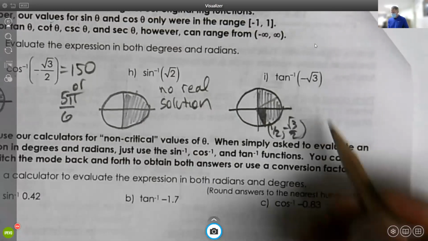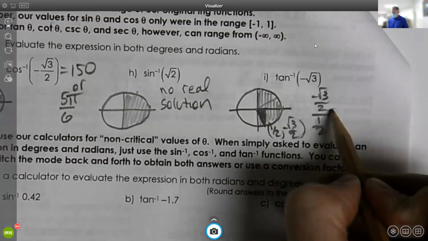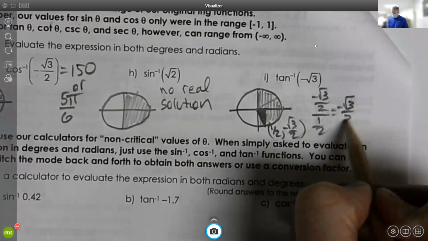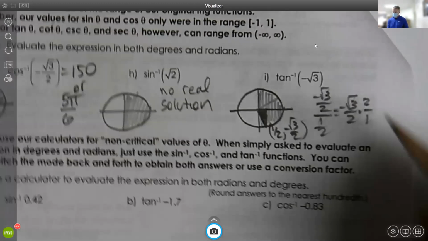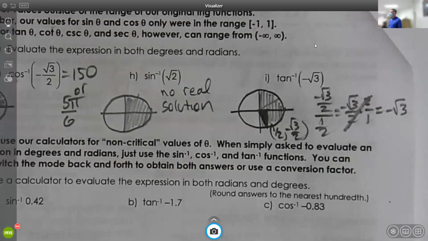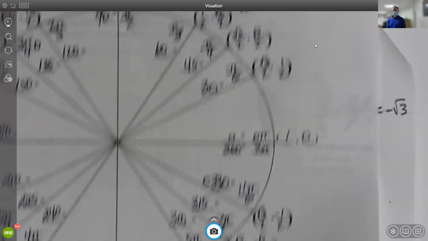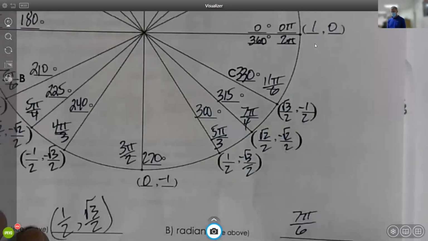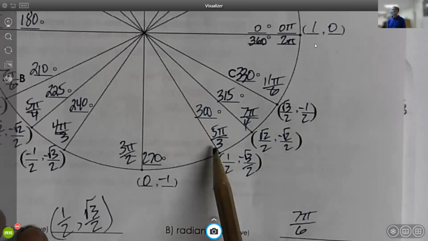And I'm going to test this out if I'm not confident about it. So that means I take my root 3 over 2 and I times it by 2 over 1. I flip the guy and multiply, and that crosses the 2's out. And that gives me negative root 3. Oh my goodness, that was the angle. What is that angle? If you're not certain, you can look at your unit circle and you get the answer of 300 and 5 pi over 3. Wait a minute, I can't give an answer of 300.